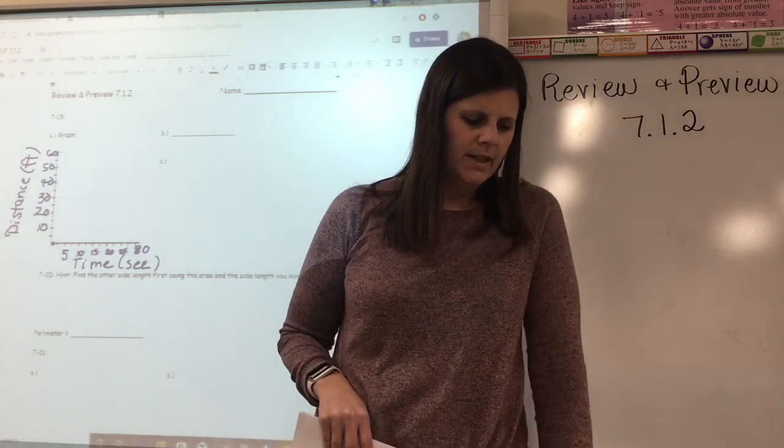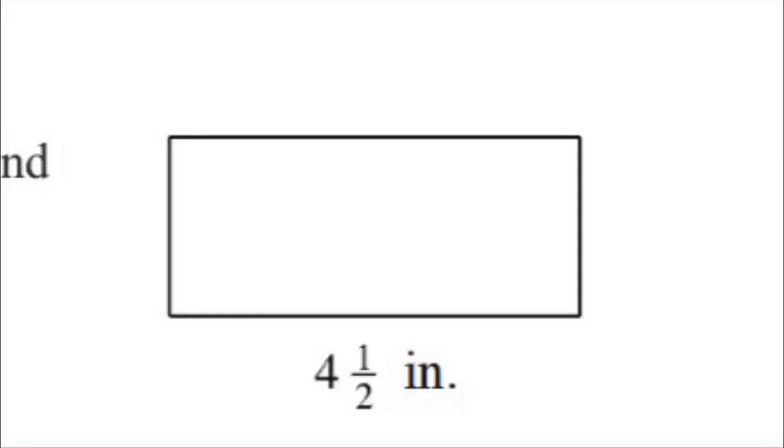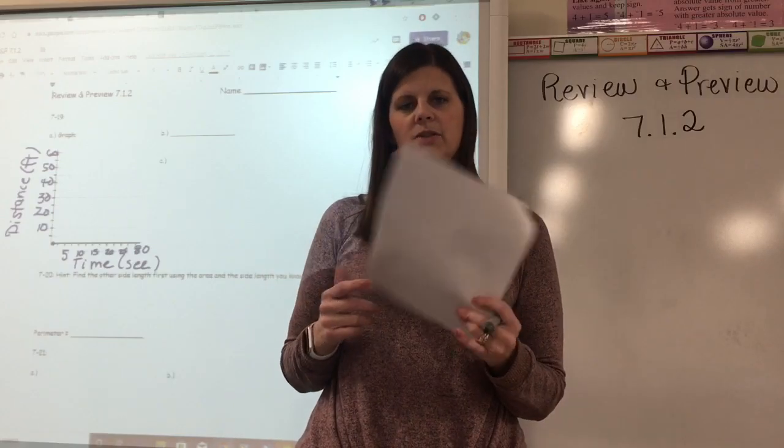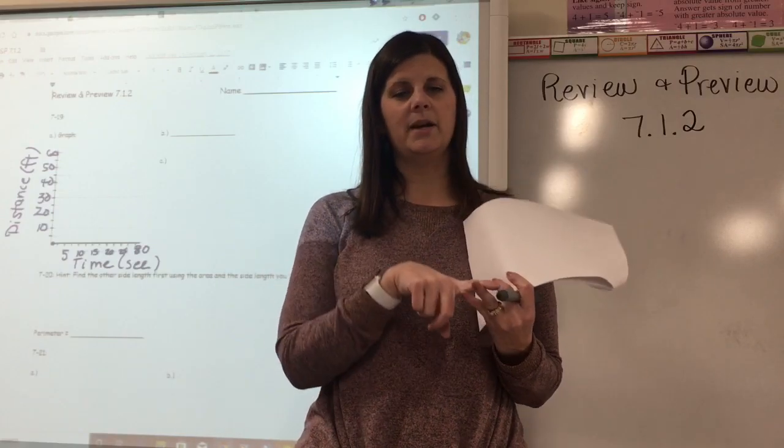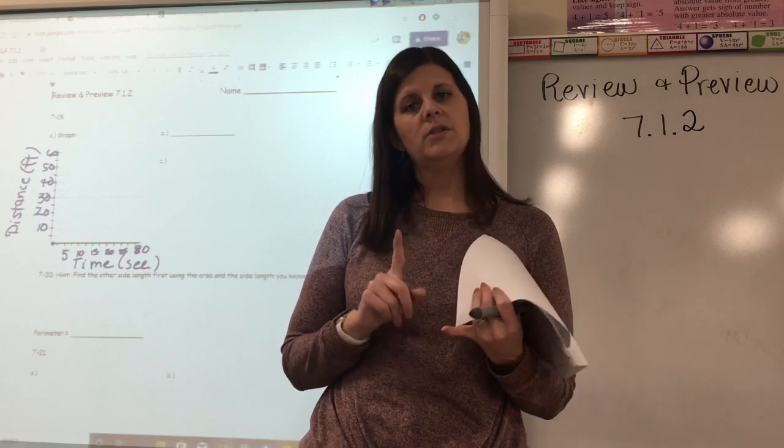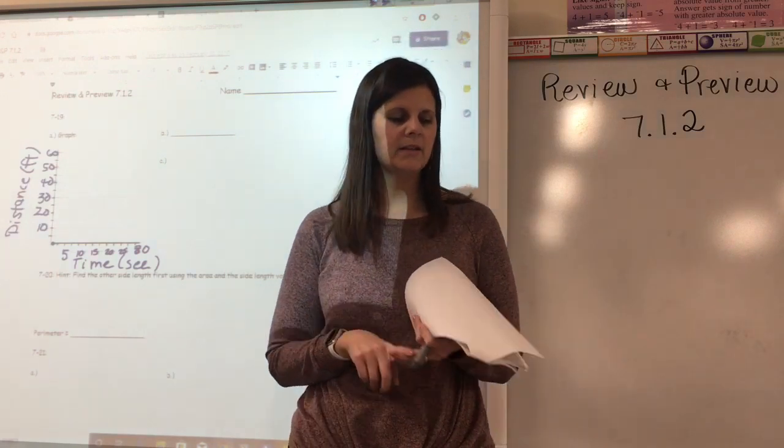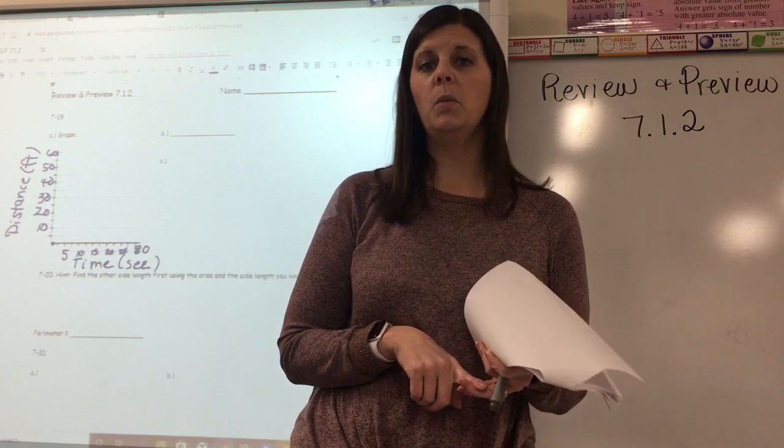On question 20, it says the area of the rectangle at right is 8 1/4 square inches, and they do tell you one of the side lengths. If we know the area and we know one of the side lengths, we can divide those to get the missing side length. You have to be sure that you take area and divide by the length, not the other way around. So area divided by the length that we know, and that will give you the width.